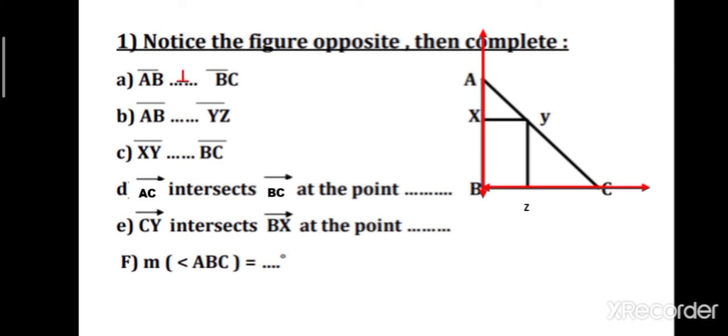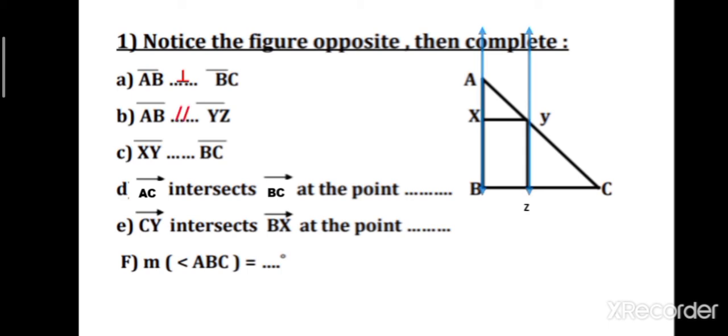Number B, line segment AB is parallel or perpendicular to YZ. Here is AB and here is YZ. They are not touching. They will never meet or touch. So they are parallel to each other.